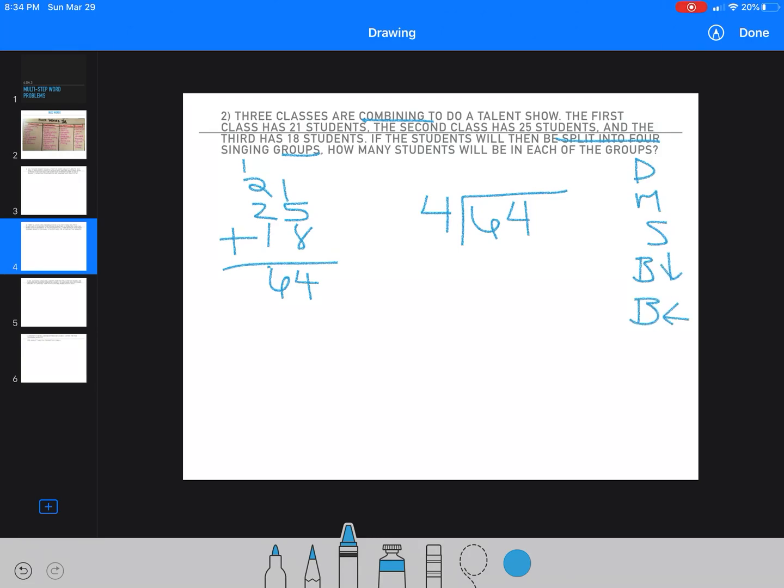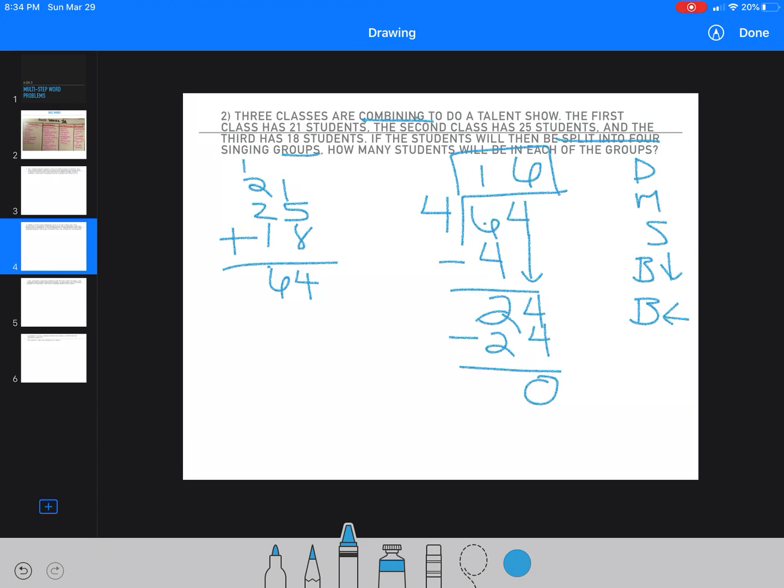Divide, 4 goes into 6 one time. Multiply, 4 times 1 is 4. Subtract, 6 minus 4 is 2. Bring it on down and bring it on back. Divide, 4 goes into 24 6 times. Multiply, 4 times 6 is 24. Subtract, 24 minus 24 is 0. Nothing to bring down, nothing else to bring back. So I know that there will be 16 students in each group.